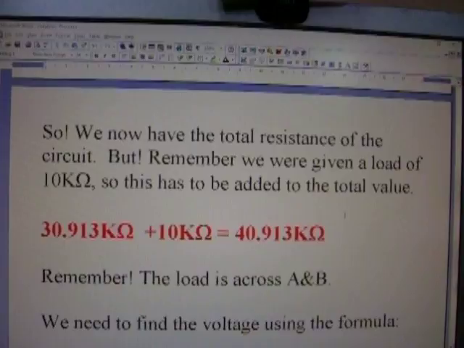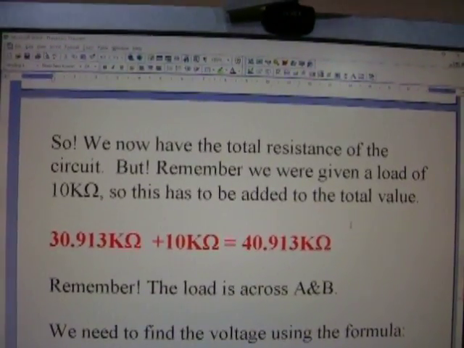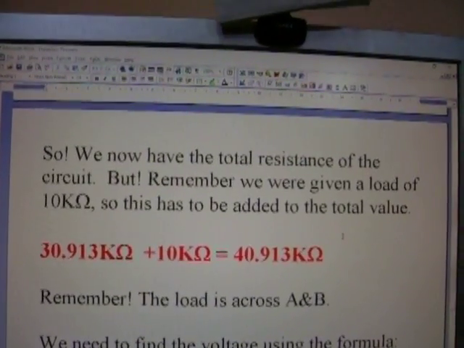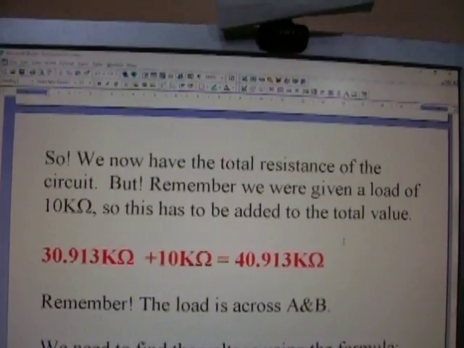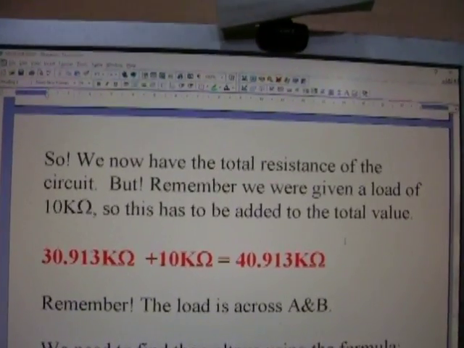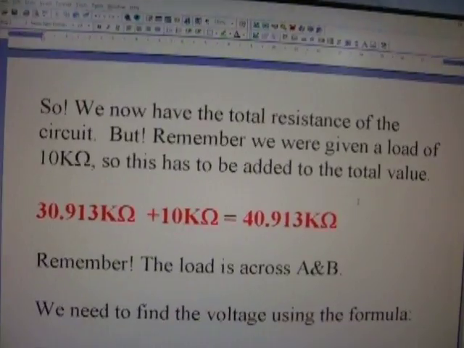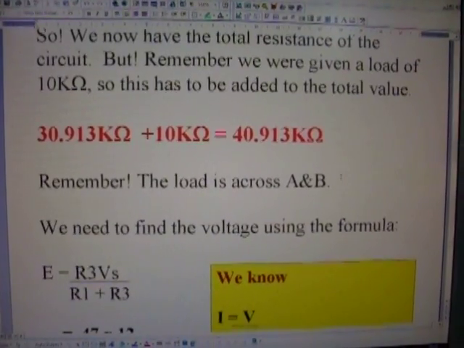Now, so we now have the total resistance of the circuit, but remember we were given a load of 10K, so this has to be added to the total value. So it's 30.913 kilo ohms plus 10 kilo ohms equals 40.913 kilo ohms. Remember, the load is across A and B.